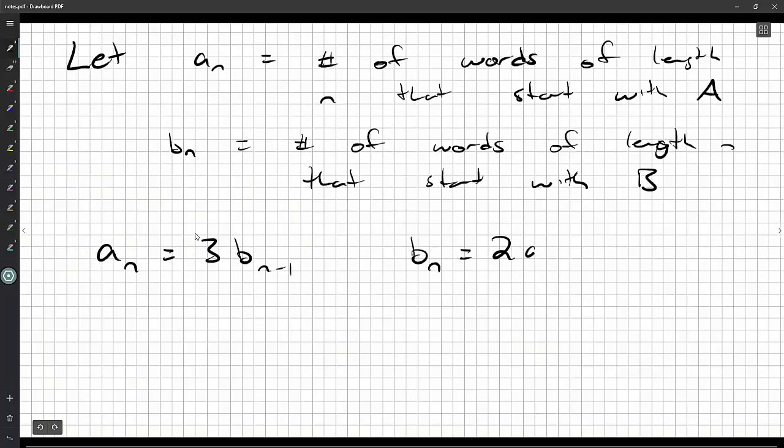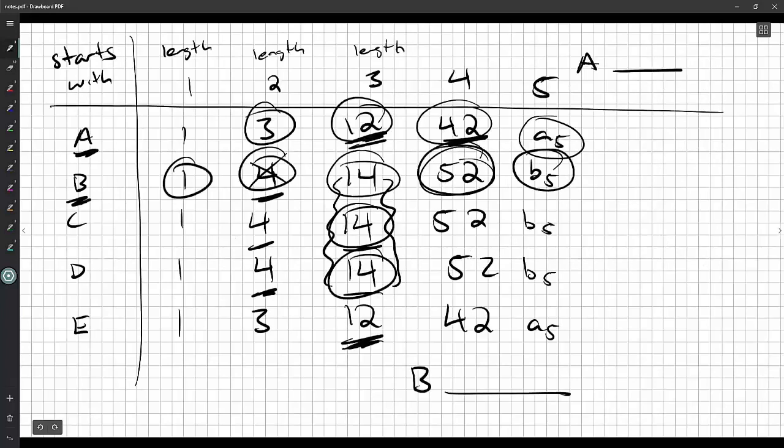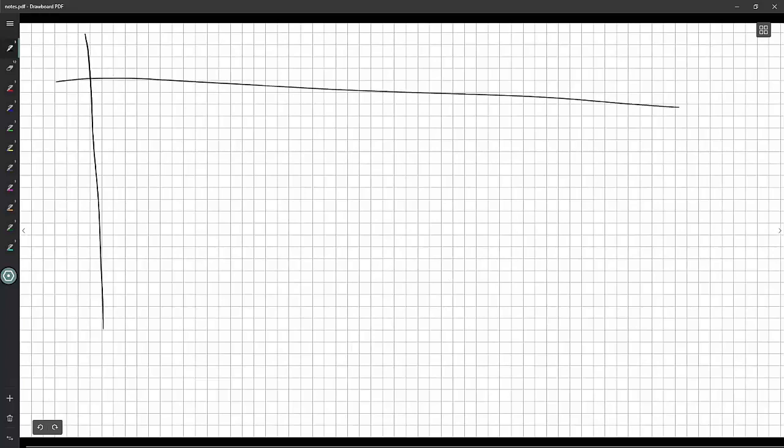So BN is 2 of the previous ANs and 2 of the previous BNs. So BN minus 1. Now that we've got this relationship, we don't need as many numbers, as I already commented. Now we can build up a much faster chart, just with the ANs and the BNs.